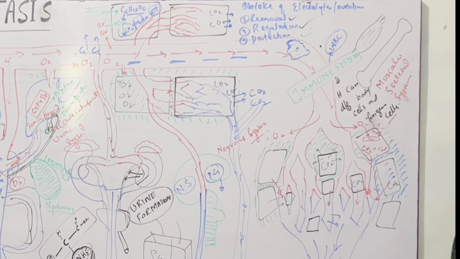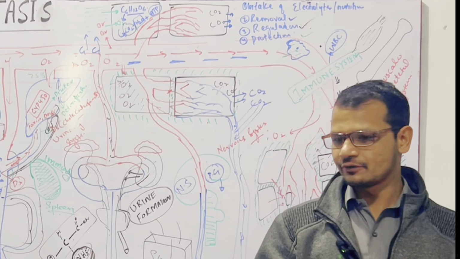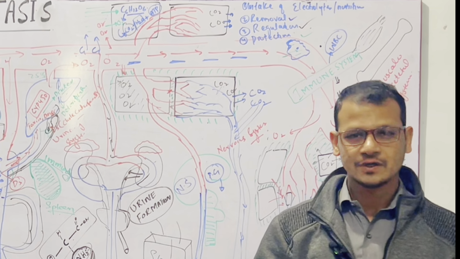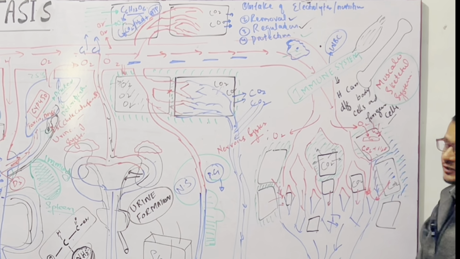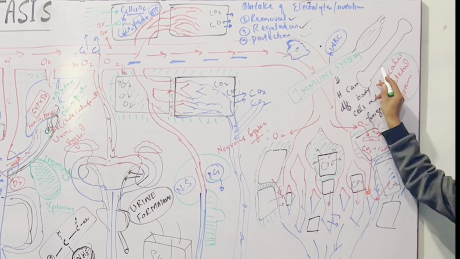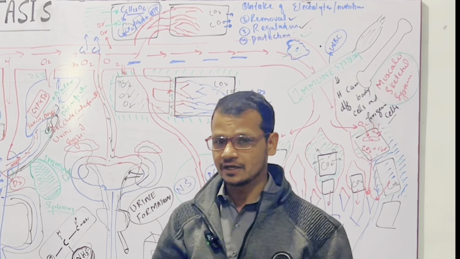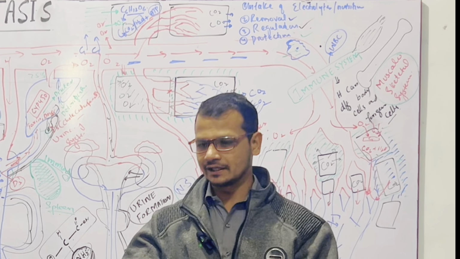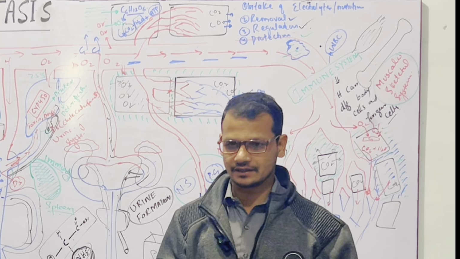For example, as I already told you, if we have a wish to eat food, does the food come to you by itself for eating? No, we are moving with the help of the musculoskeletal system. We reach food through the musculoskeletal system. This is the important and simple role in homeostasis. If you are not able to go, you cannot take food, and you will be affected.